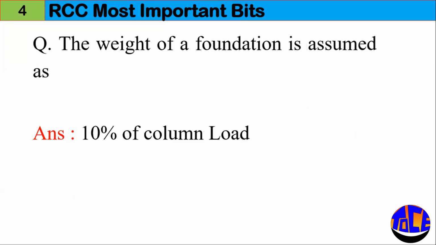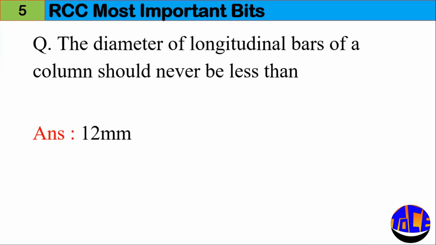Question number 4. The weight of a foundation is assumed as 10% of column load. The diameter of longitudinal bars of a column should never be less than 12 mm. So in the column, whatever the diameter of bar that you are using, it should be equal to 12 or more than 12.